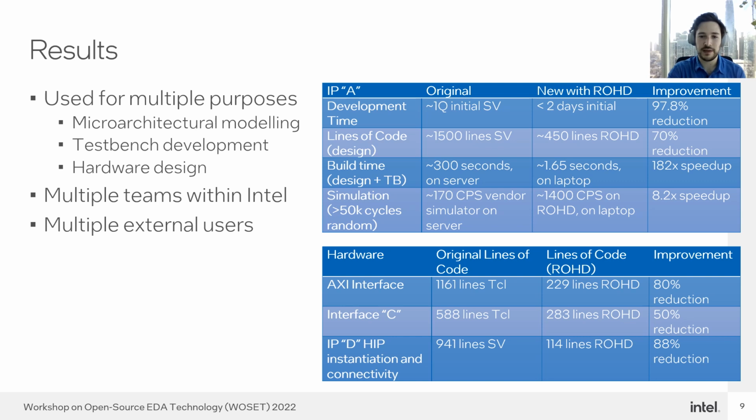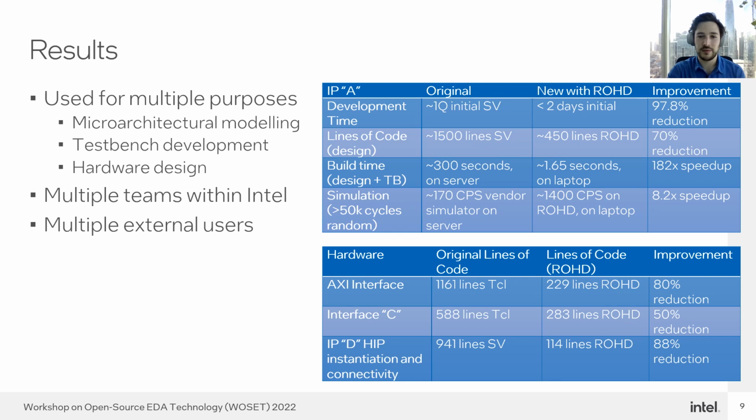IPD is a highly parameterized and configurable IP, which historically has relied on defines, generate statements, and macros to achieve its configurability. Re-implementing a highly configurable IP with ROHD yields some of the best benefit. The same functionality was implemented in about 1/10 the number of lines.